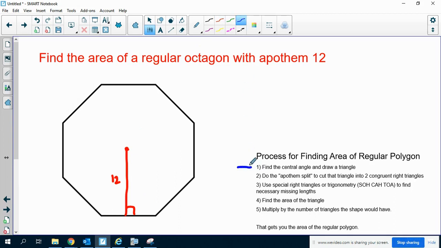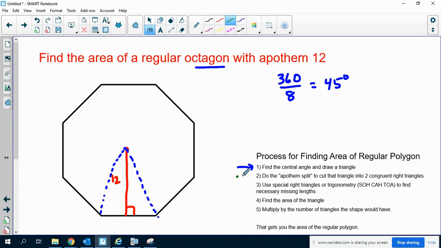So the first thing we're going to do is find the central angle. In this particular case, since they are giving us an octagon, it's 360 divided by the number of sides. In this case, the number of sides is 8. So we have a 45-degree angle.